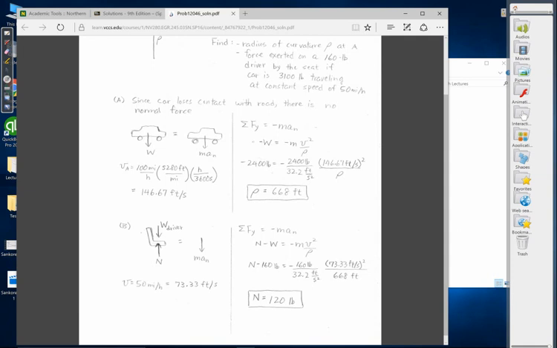What you're going to notice is that normal tangential coordinate system problems are usually going to be fairly simple because the only thing that you have available to make use of is sum of forces equals mass times acceleration, where acceleration normal is going to be your velocity squared divided by radius of curvature. So there's always going to be a velocity involved whenever you're using the normal tangential coordinate system.